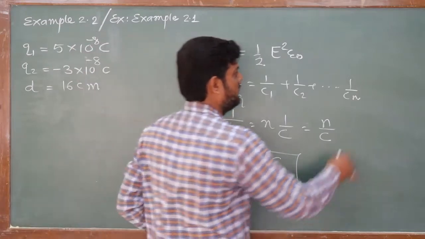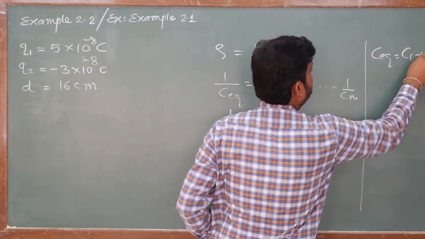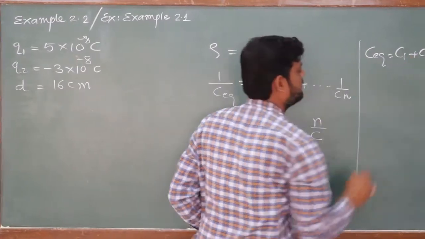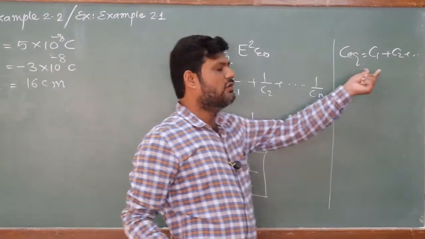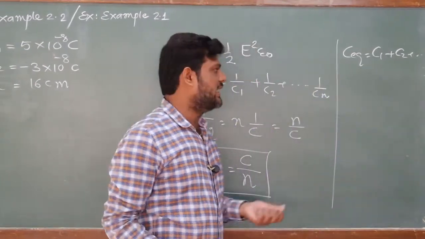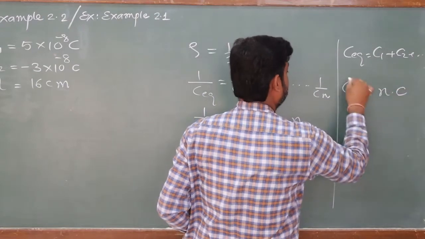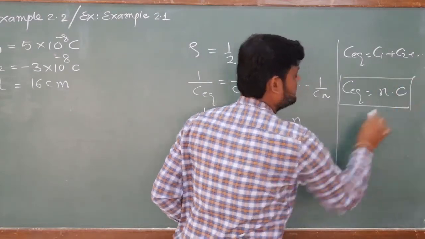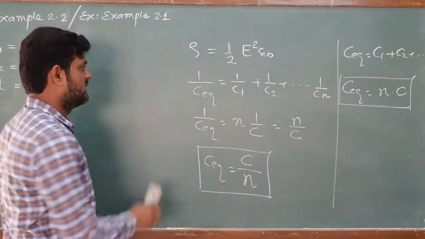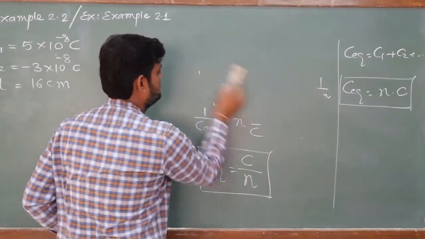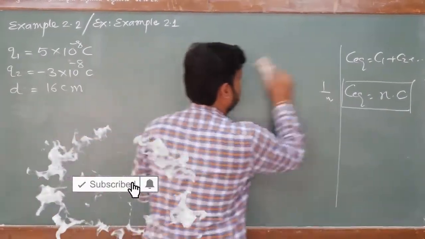For the parallel combination, what can we write? C equivalent equal to C1 plus C2 plus up to Cn, and if the values of C1, C2 are equal, at that time we can write C equivalent equal to n into C. So these are the formulas we obtained in the previous lectures. Right now we are going to see the examples on these chapters.